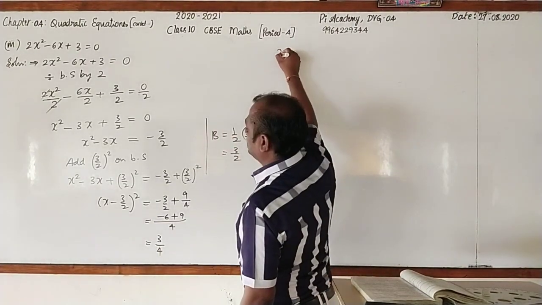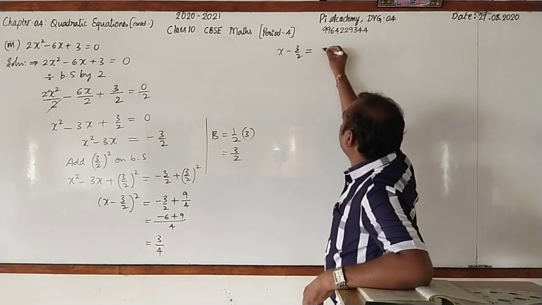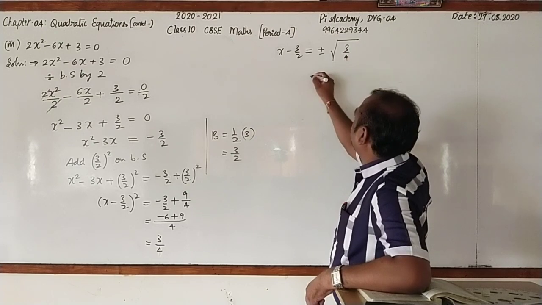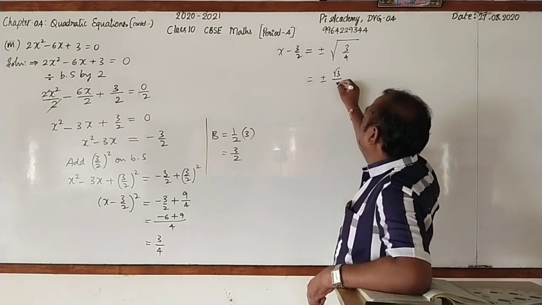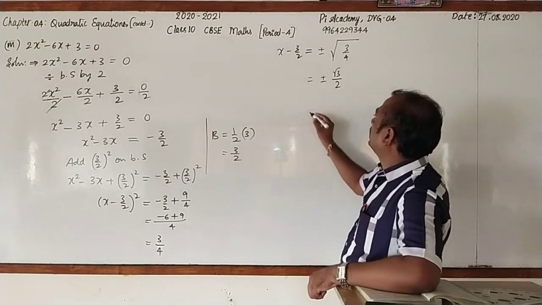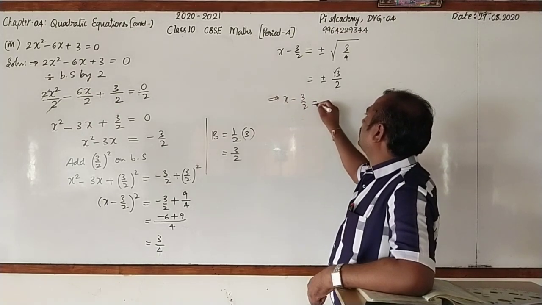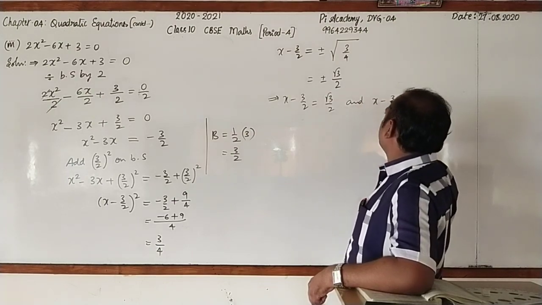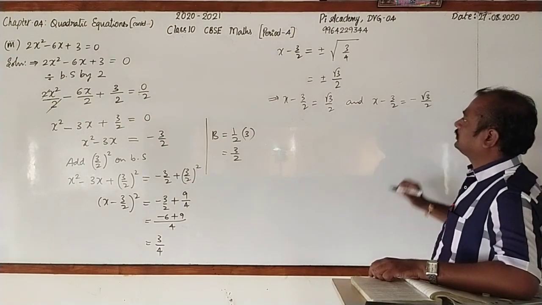Now, we have (x − 3/2)². To remove the square, you have to apply the root. Square root of 3/4 is plus or minus. Square root of 3 is root 3, and square root of 4 is 2. Then find out the x value. x − 3/2 equals plus root 3/2, and x − 3/2 is equal to minus root 3/2.